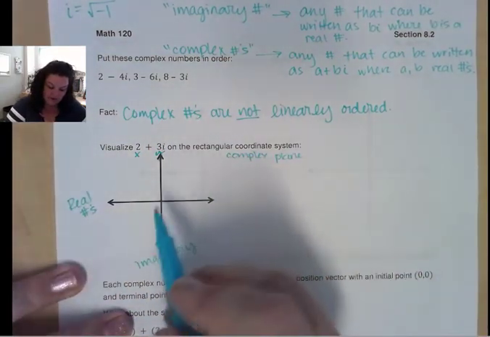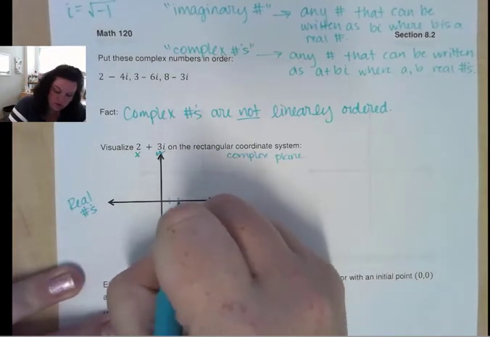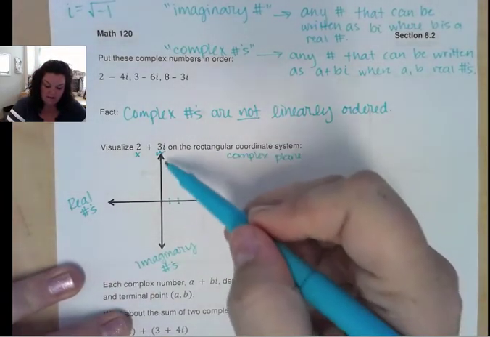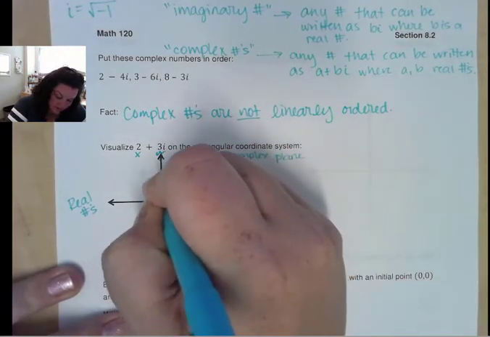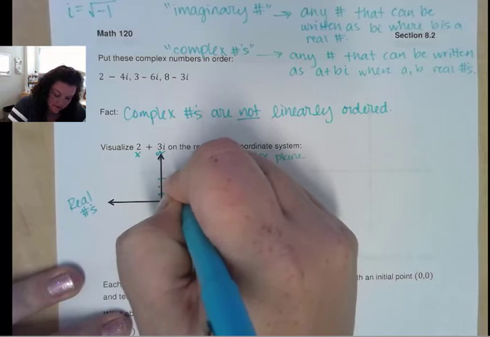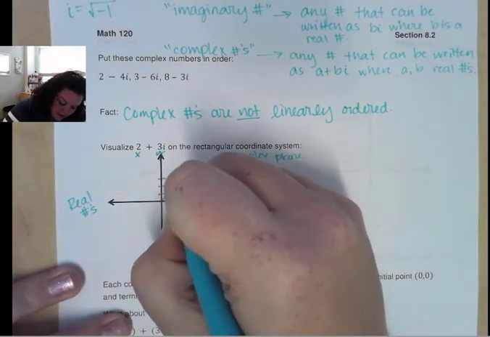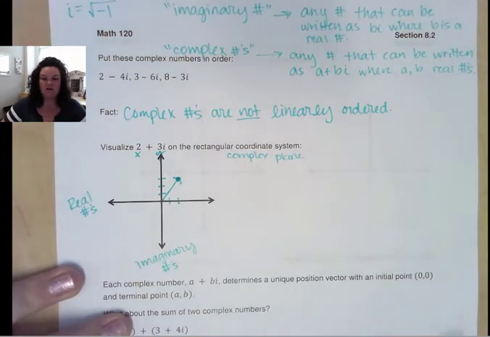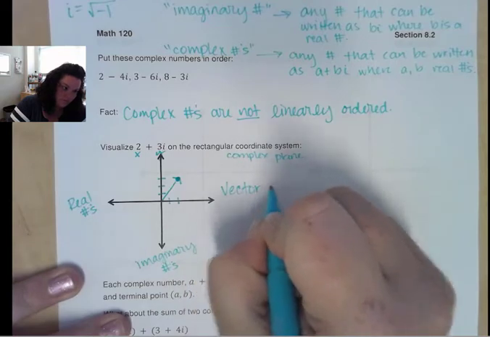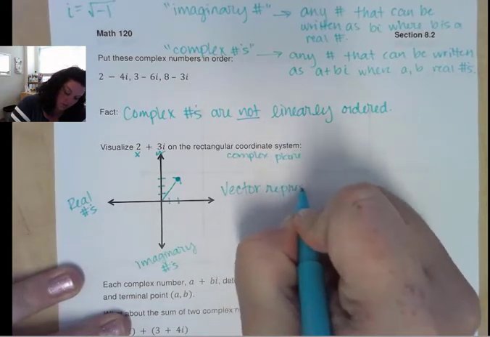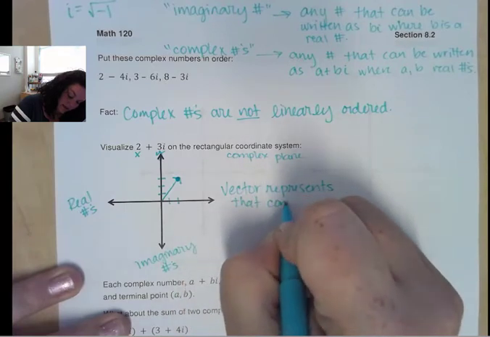So if I wanted to express or visualize 2 plus 3i, this would be my real number part, right? So it would kind of be like the 2 is my x and the 3i, that's my imaginary part. That would be my y. So I would go on my x-axis or my real number axis, I would go over 2. And then on my imaginary axis, I would go up 3. 1, 2, 3. And there's that point. Okay. So what we're going to do is represent this as a vector. Okay. So a vector represents that complex number.